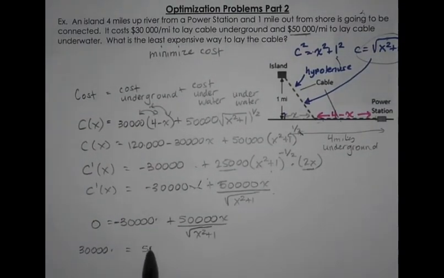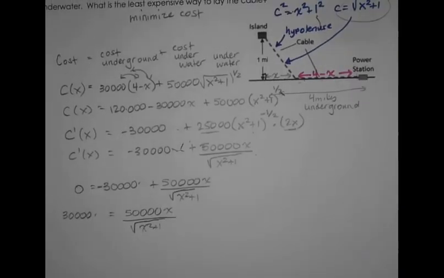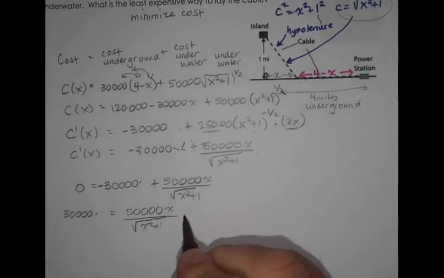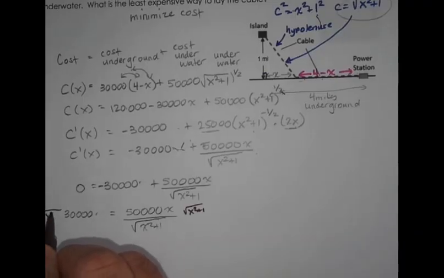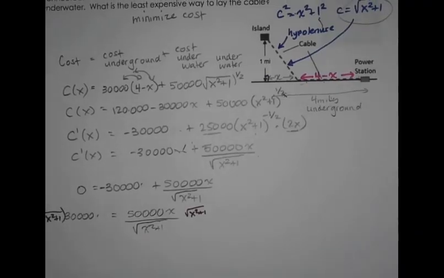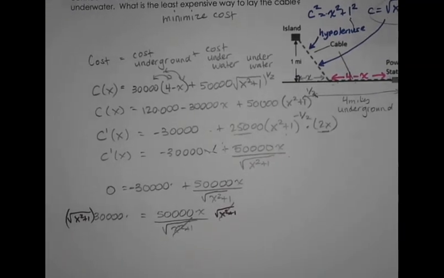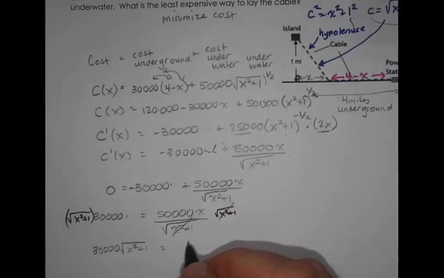Now we're just doing some algebra to figure out what x is. To get rid of the square root, I can multiply both sides by the square root of x squared plus 1. Then those cancel out. So now I'm left with 30,000 times the square root of x squared plus 1 equals 50,000x.